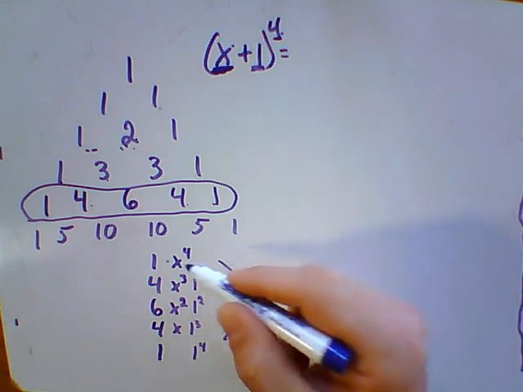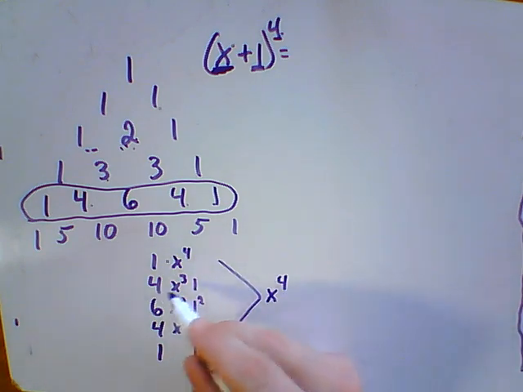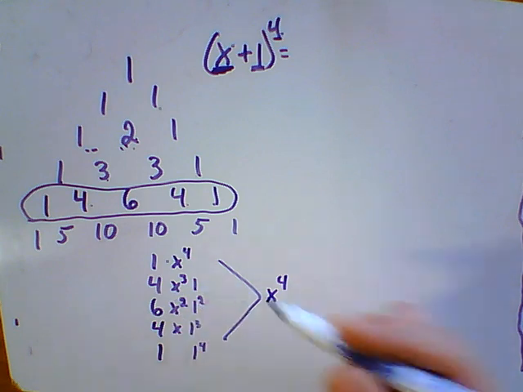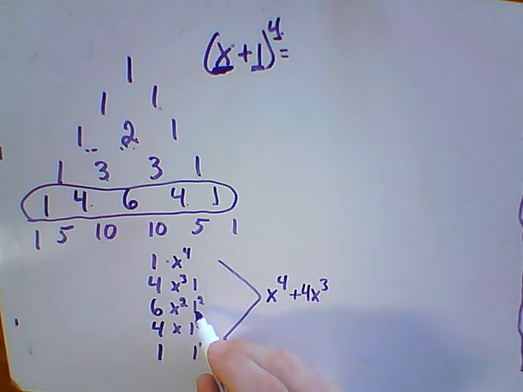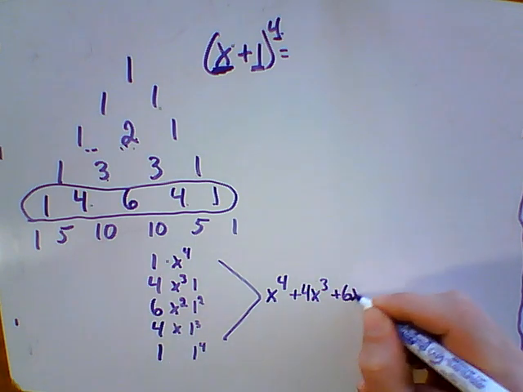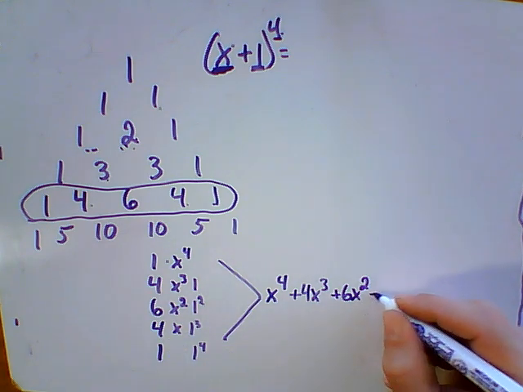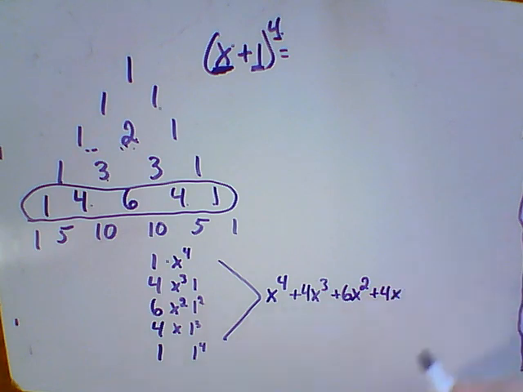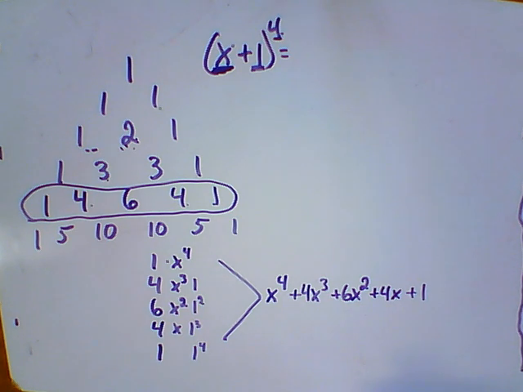All right? 1x to the fourth. It's just x to the fourth. 1 times 4 is 4, 4x to the third. 1 times 6 is 6, x squared. And 1 times 4 is just 4x. And then 1 to the fourth is just 1 times another 1, which is just 1. And now I have that.